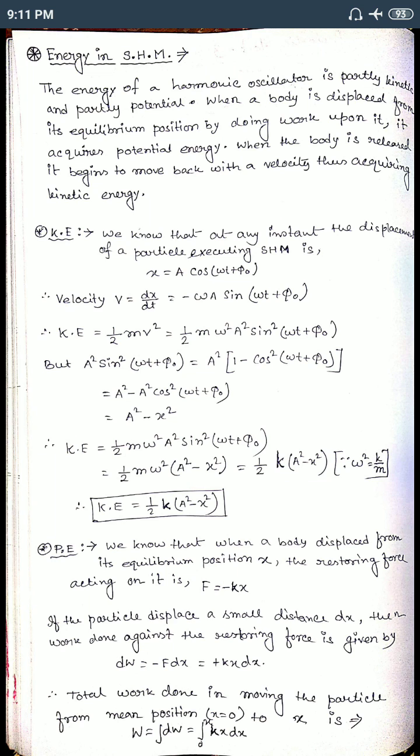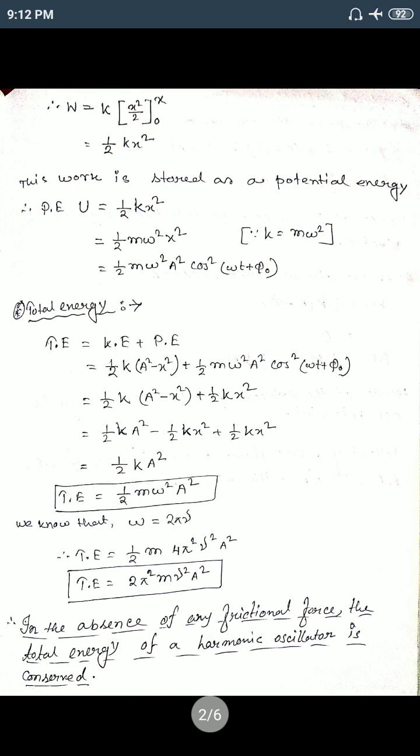So dw equals minus F into dx. If we put the value, we get plus k x into dx, because F equals minus k x, and minus minus is plus. So this is for the small displacement dx. Now, if we want to find the total work done in moving the particle from its mean position, x equals 0, to a distance x, we integrate both sides. So w equals the integral of dw, equals the integral from 0 to x of k x dx. After integration we get w equals half k x square.